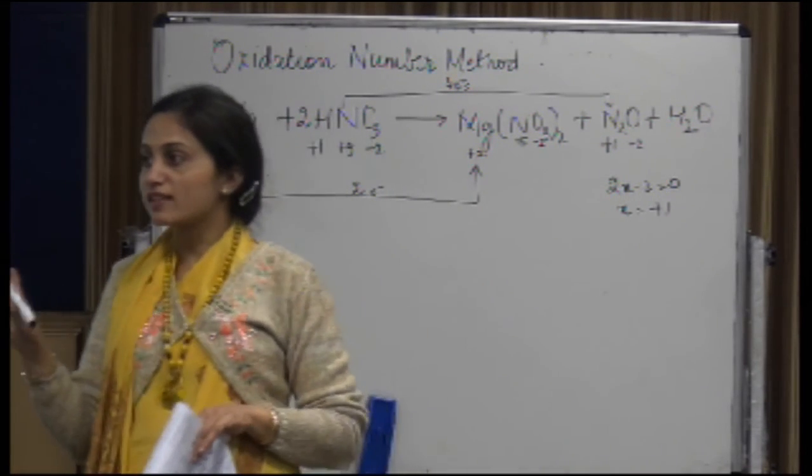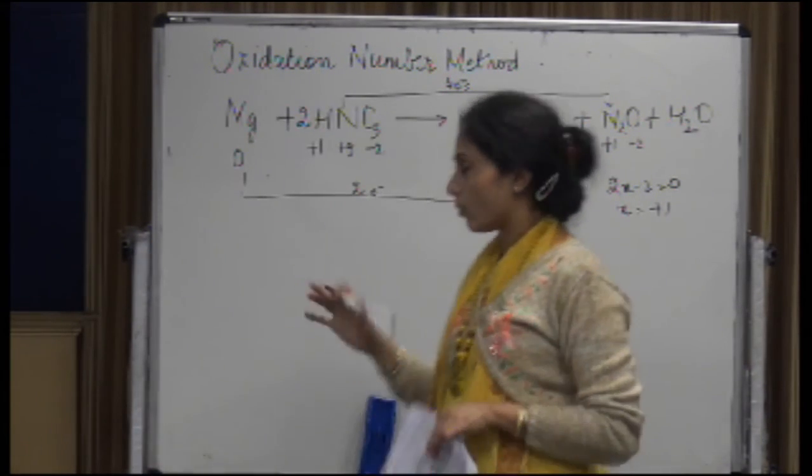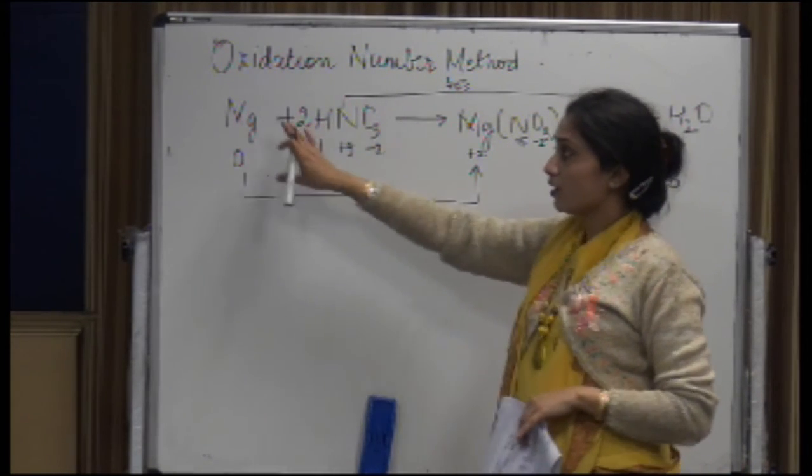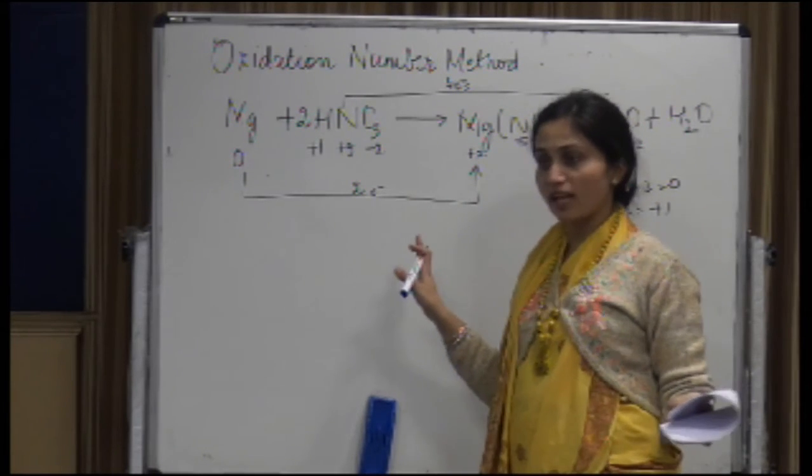The other one is very simple. You just put hydrogens here and water there and balance it out. I repeat it again. First of all, we are assigning the oxidation numbers, up to here it is simple.